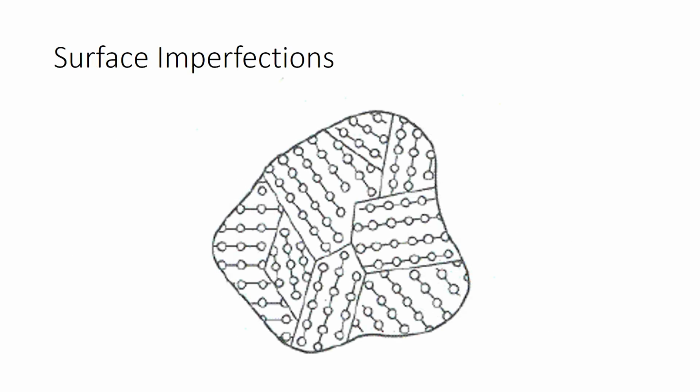Lastly, at the surface of a material and at the boundaries between different grains, there are major disruptions to the crystal structure. These defects are simply known as surface imperfections.